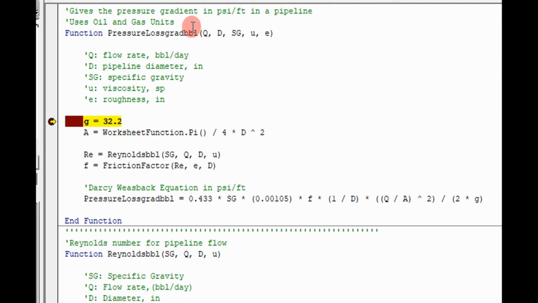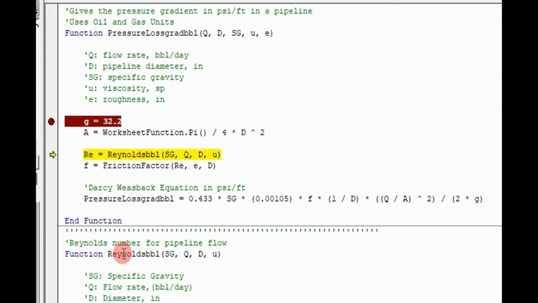This is my main equation. It takes inputs of flow rate, diameter, specific gravity, viscosity, and pipe roughness. And then we're going to step through it. So if you press F8, we can step through this. This is the gravitational constant, 32.2 feet per second squared. And then I calculate the area using pi over 4 times d squared. And then I calculate my Reynolds number.